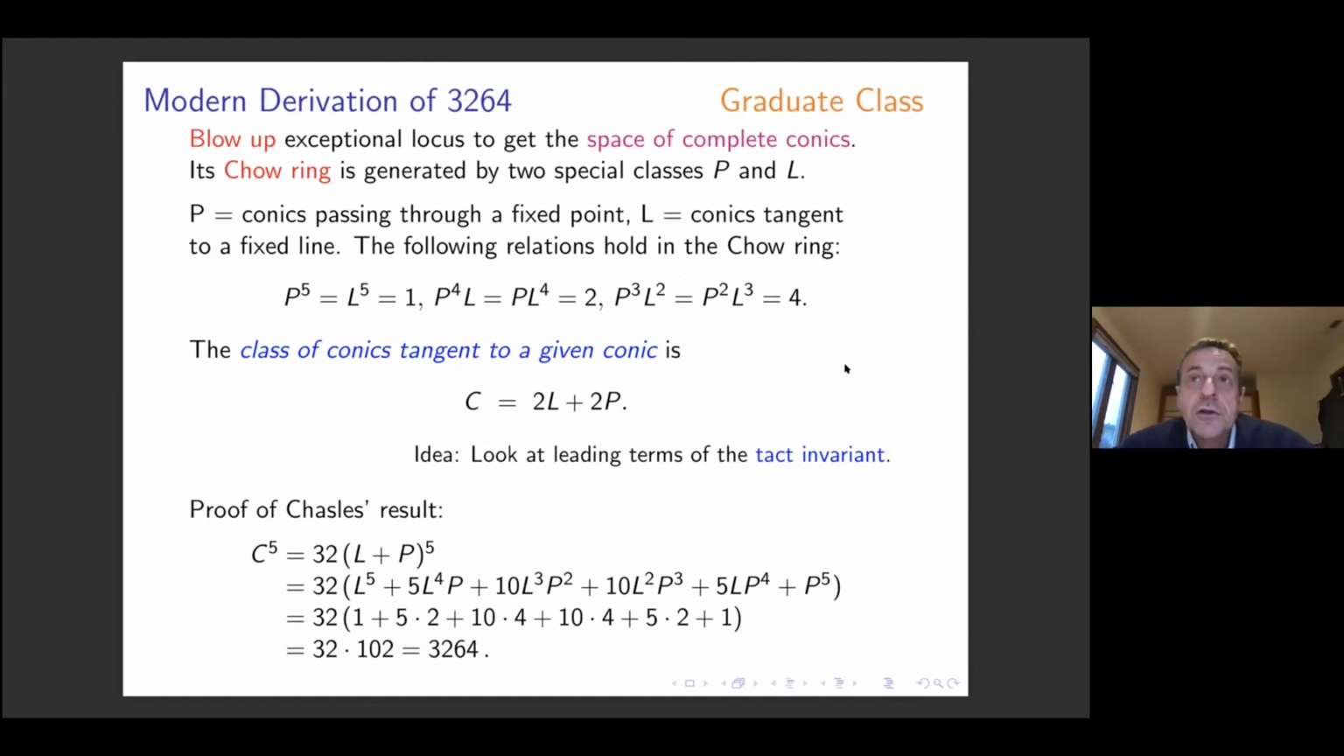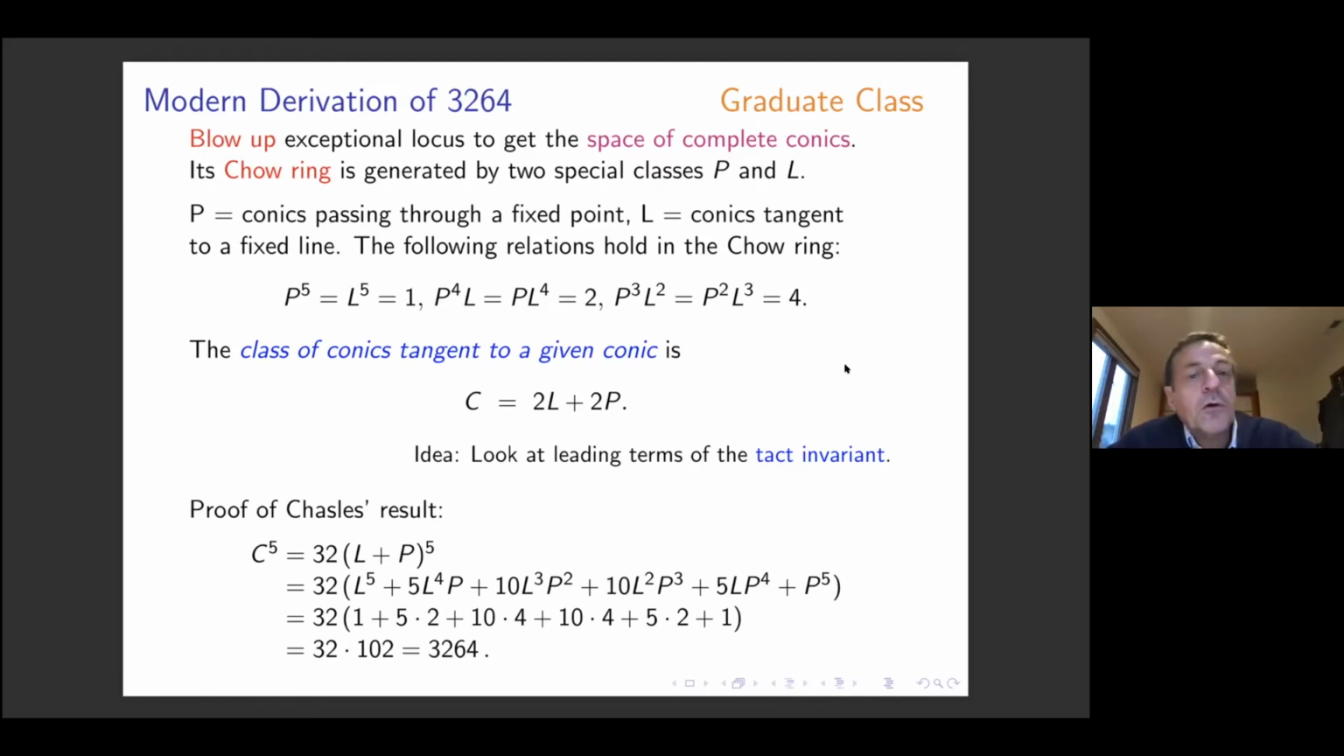There's the exceptional locus of the surface of double lines. That's a Veronese surface in this five-space. In this graduate class, you would argue by blowing up. The result of this blowing up is called the space of complete conics. That's another five-dimensional manifold obtained from P5. And we want to do some intersection theory or cohomology on that five-dimensional space of complete conics.